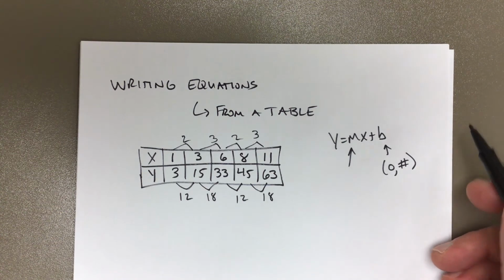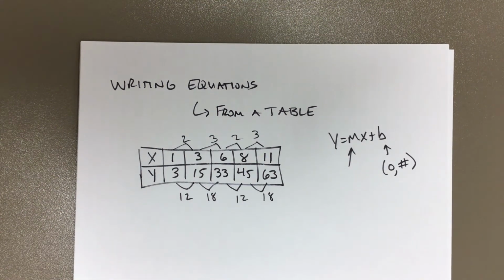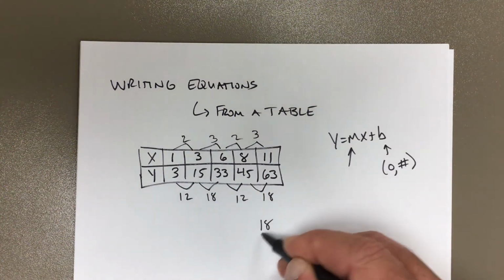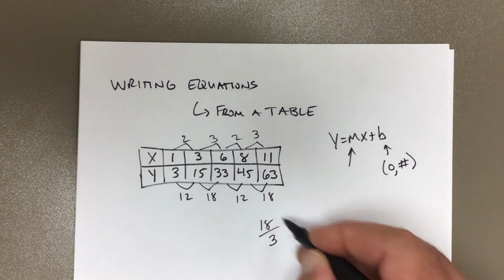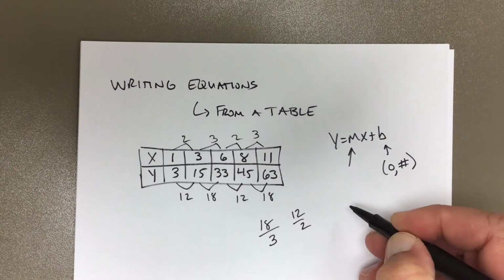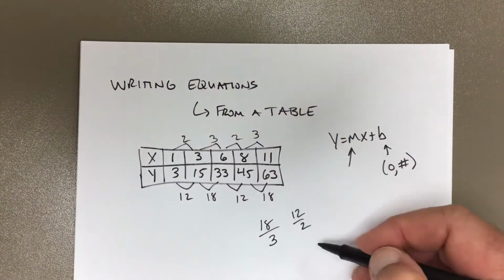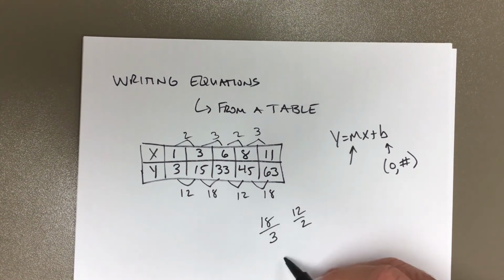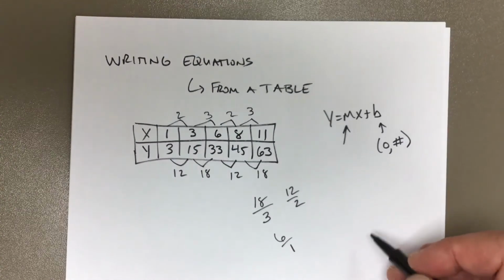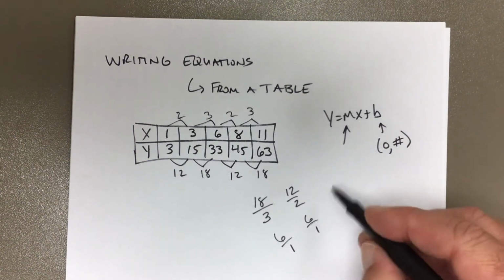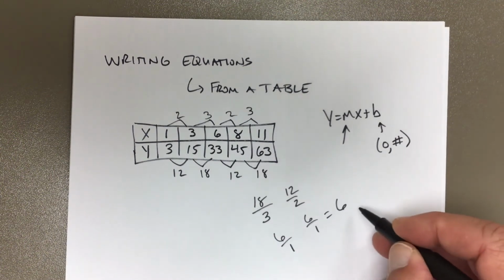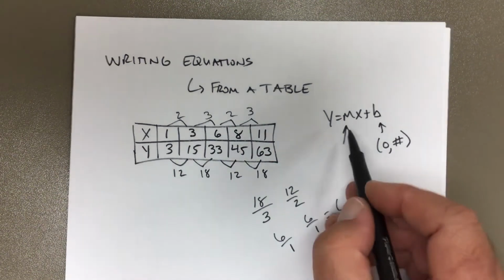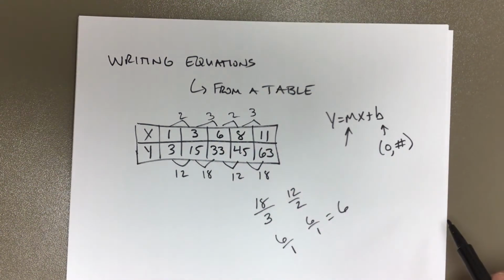All right, so what we're going to do here is look to see if there is this. Look at this, 18 over 3. This is 12 over 2. And we have another 18 over 3 and 12. Look, wait a minute, 18 over 3. What's 18 divided by 3? That's 6 over 1. 12 over 2, that's 6 over 1. So it looks like our slope is 6. We'll take that.